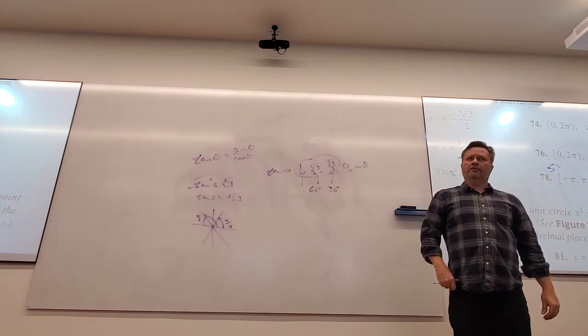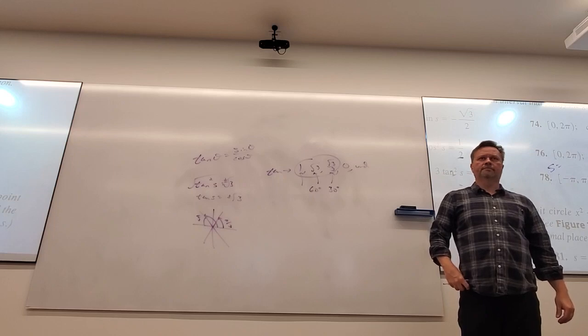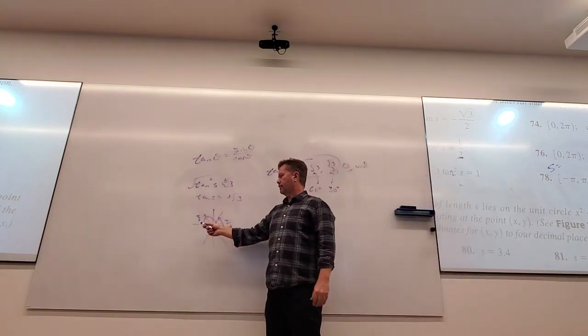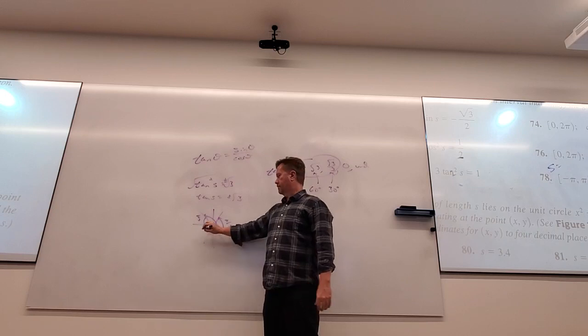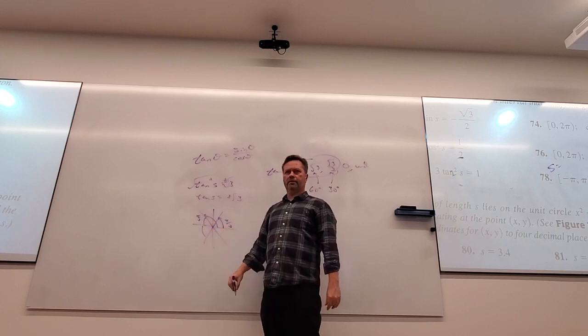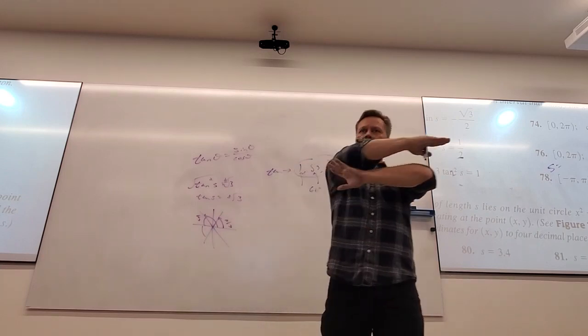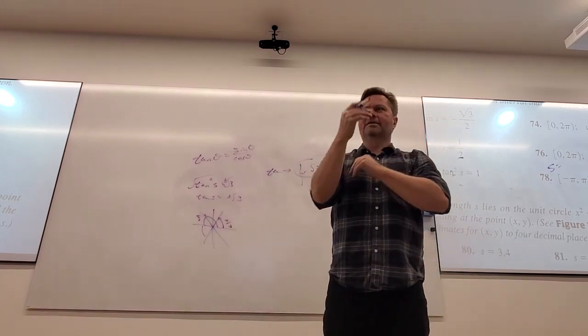Well, 3 pi over 3, careful. What's 3 pi over 3? That'd be pi. It's not a part of the answer. Pi over 3, 2 pi over 3, 4 pi over 3, 5 pi over 3. And then 6 pi over 3 is back to 0, correct? You guys kind of with me?